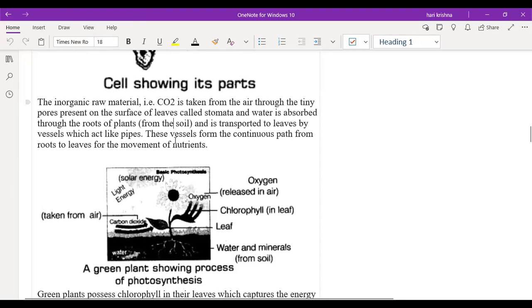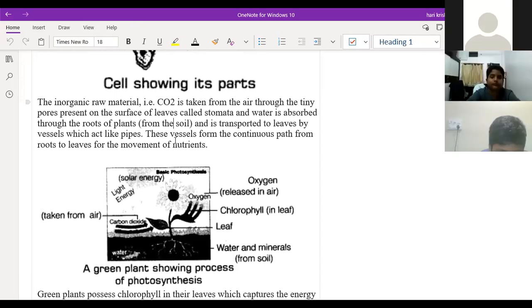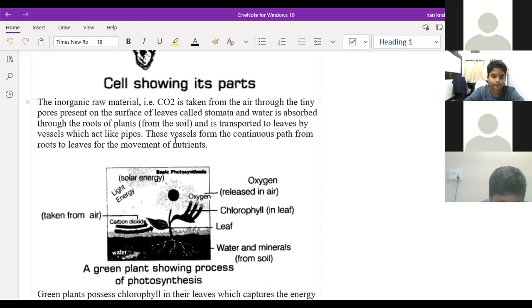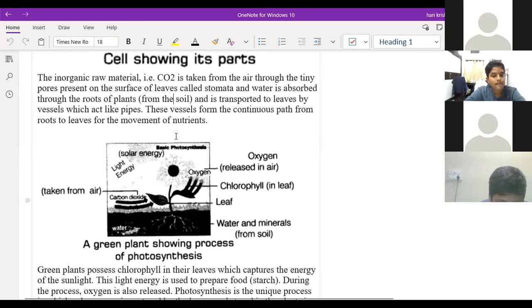So again, the inorganic raw materials. What are the required things for the photosynthesis process? Raw materials: carbon dioxide, water, sunlight, and chlorophyll. You have seen the video of the leaf, the complete structure of the leaf.